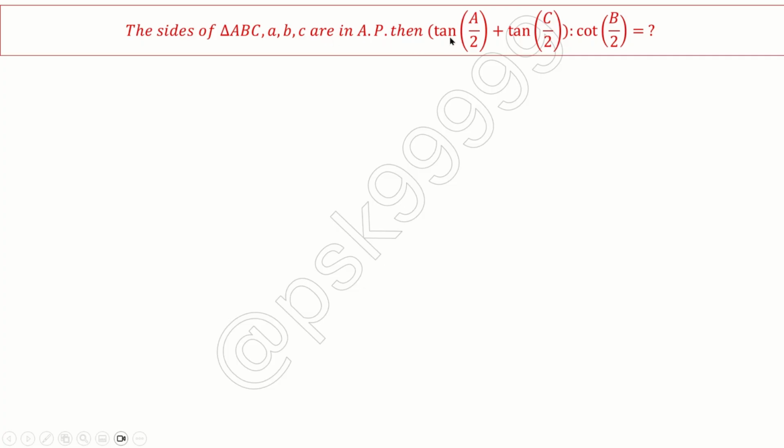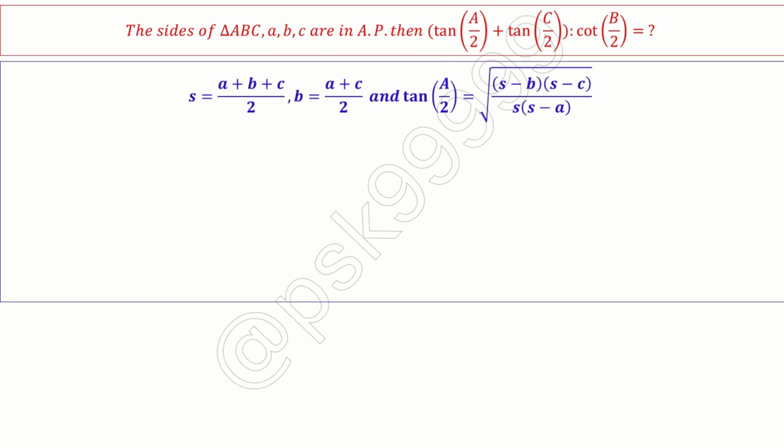Next, the sides of triangle ABC, okay, a, b, c are in arithmetic progression. Then what is the value of tan of A by 2 plus tan of C by 2, ratio with cot of B by 2? Whenever you see a triangle and half angles, there are some formulae there. What we use in this one is S is nothing but a plus b plus c by 2, the half perimeter. Then a, b, c are in AP, which means b is equal to a plus c by 2. Then we use the half angle formula: tan of A by 2 in a triangle is equal to square root of S minus b into S minus c divided by S into S minus a.